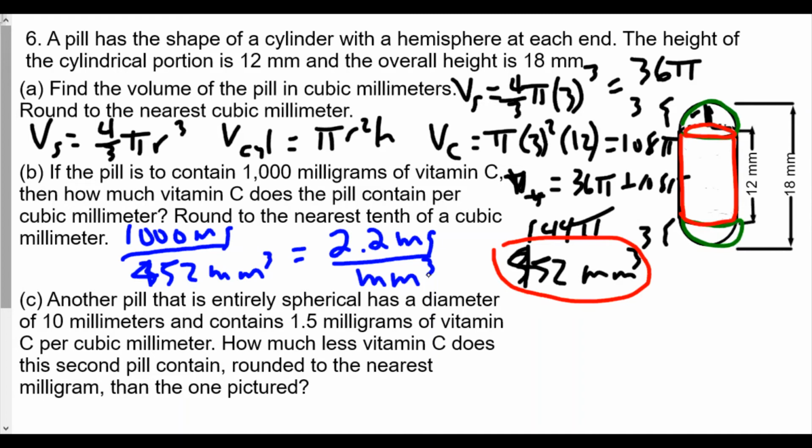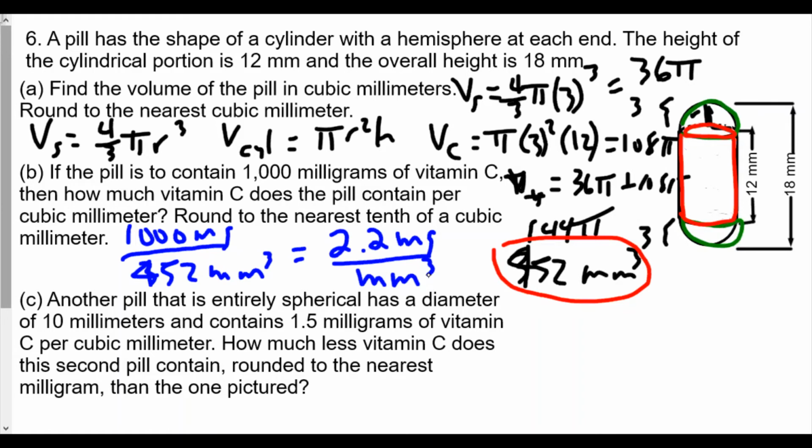All right, so part C, another pill that is entirely spherical has a diameter of 10 millimeters and contains 1.5 milligrams of vitamin C per cubic millimeter. How much less vitamin C does this second pill contain rounded to the nearest milligram than the one pictured?